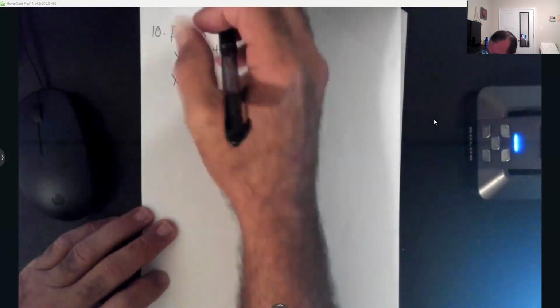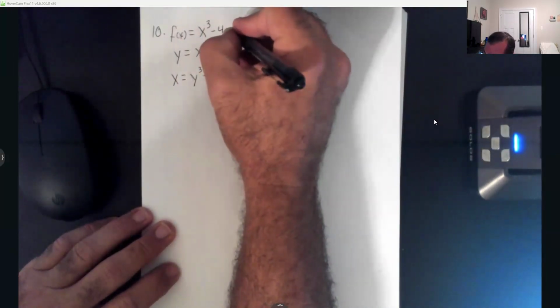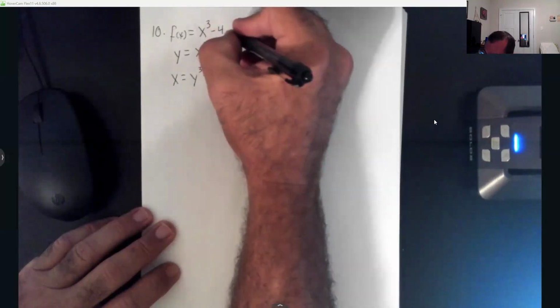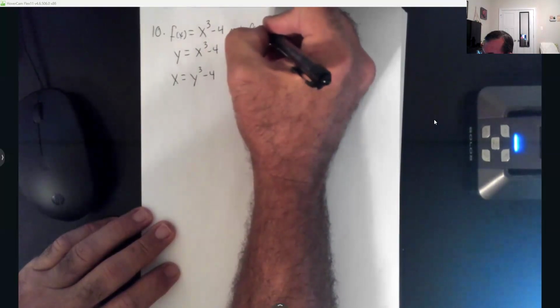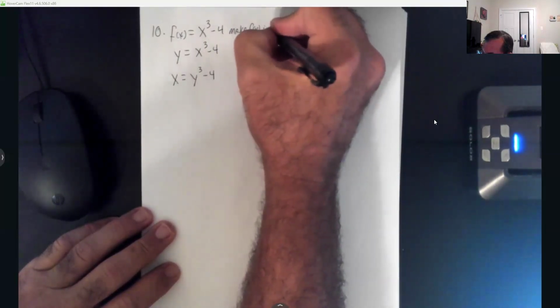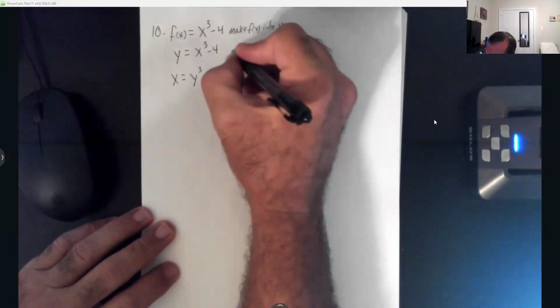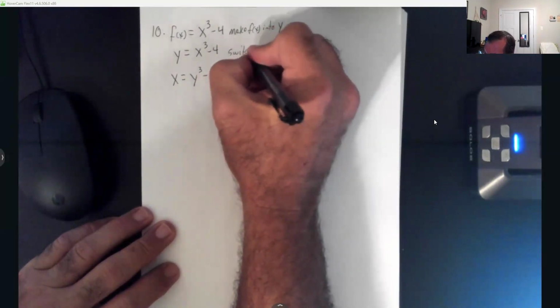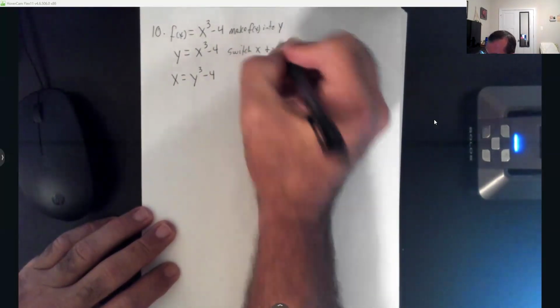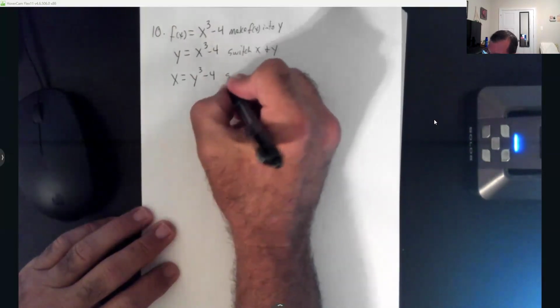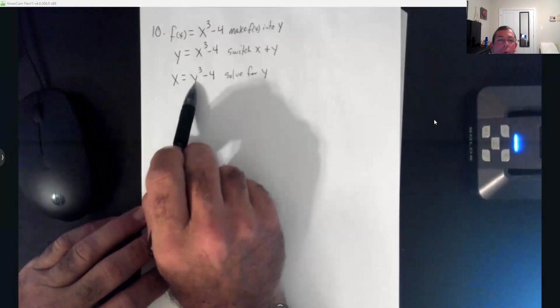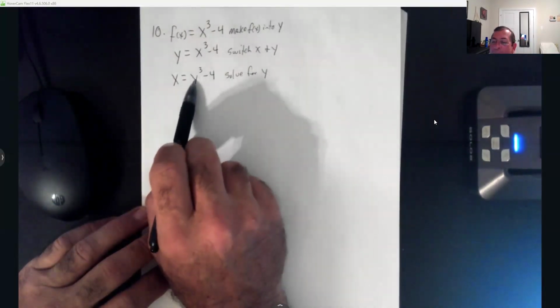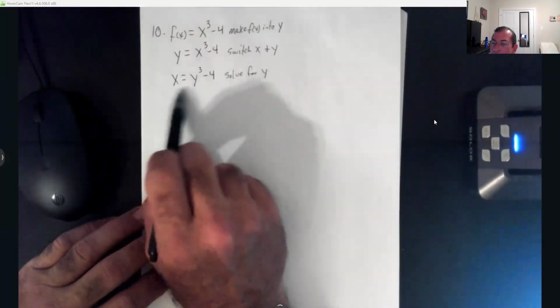Okay? So here I made f(x) a y. Here I switched the x and y. Now I'm going to solve for the y. So you want to get this y to the third by itself. So first off, we're going to add 4 to both sides.